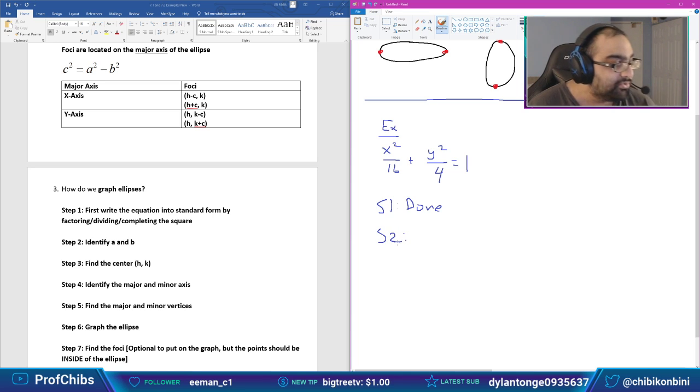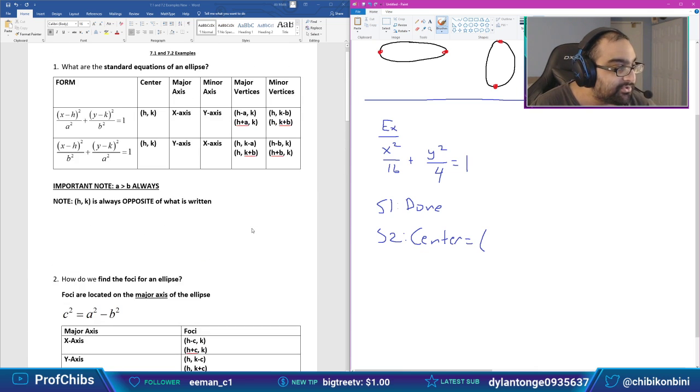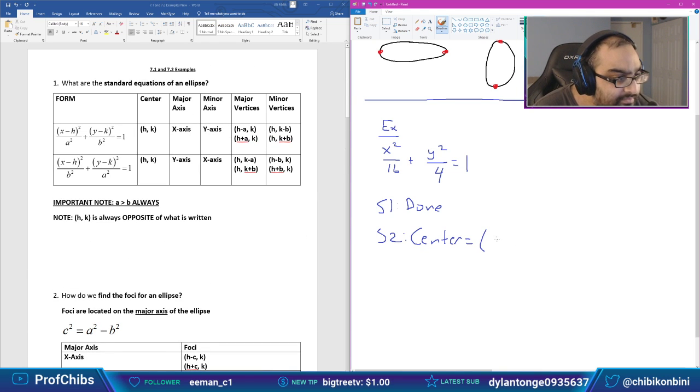All right, let's do step number 2 here. I want you guys to take a look at this problem very carefully. We need to find the center of this particular problem. We need to find the center. What is the center of this ellipse according to what we have here in our equation? What do you guys think? What is the center of this ellipse?